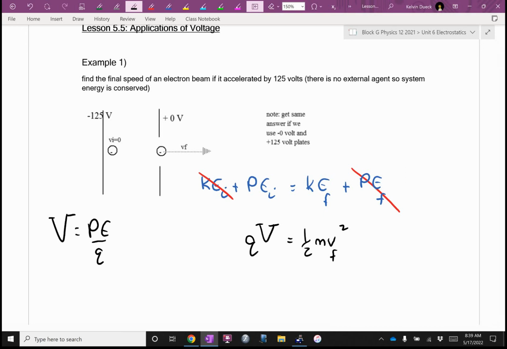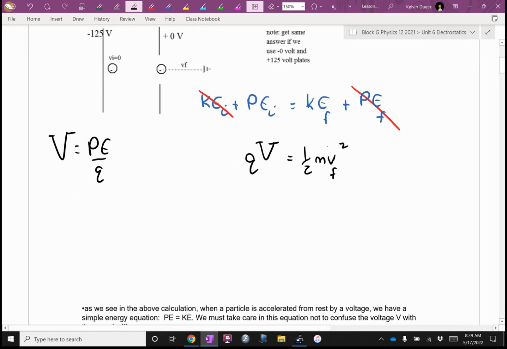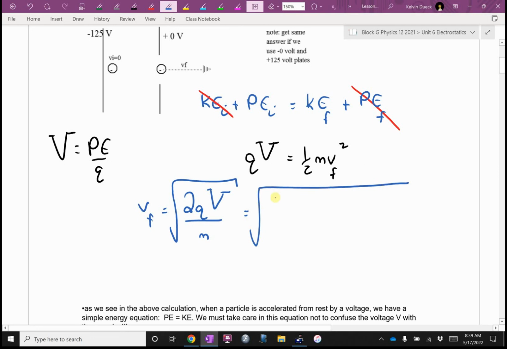What did this want me to get by itself? Oh. Times by 2, divide by little m, square root. So v equals the square root of 2qV divided by m. Let's see. 2q, it's an electron.